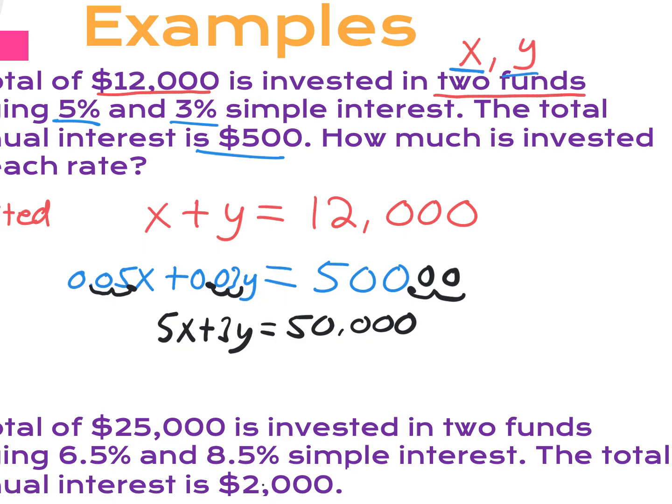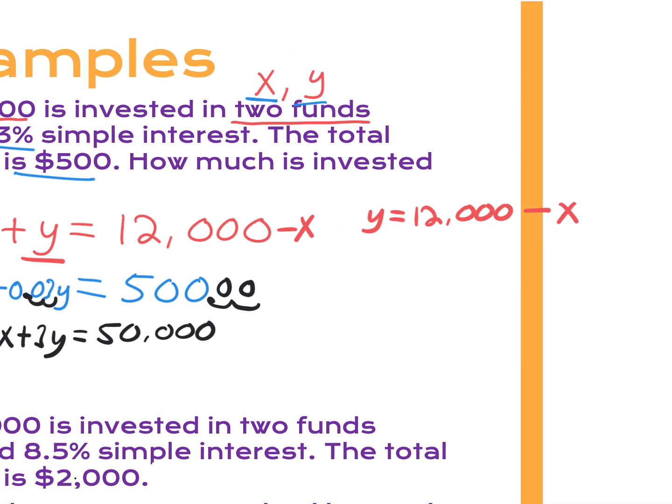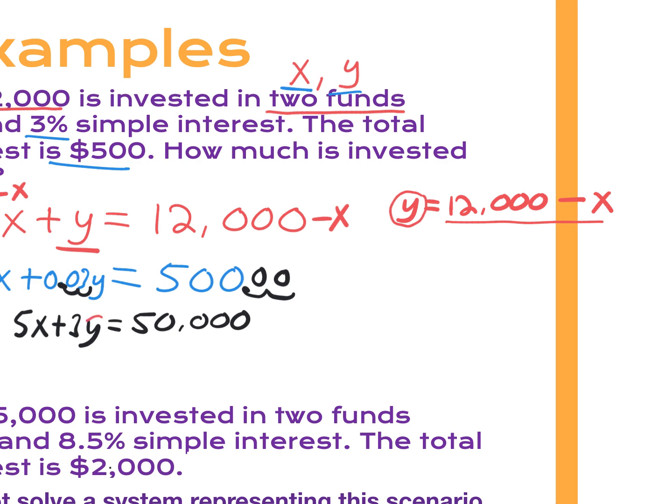Sure, we can try to get x or y by itself, right? If we want to get y by itself, how would I do that? Good, minus x on both sides. So then the equation that you're substituting is y equals 12,000 minus x. So then this is what we're going to substitute. Now, since this is an equation of y, I'm going to replace that wherever I see the y. I see a y right there. So that means I'm going to take this and plug it into that y.